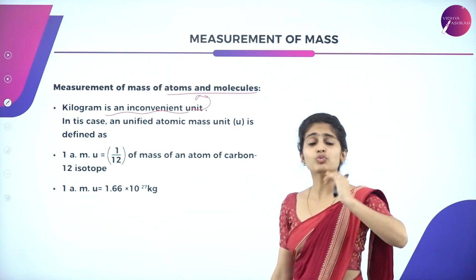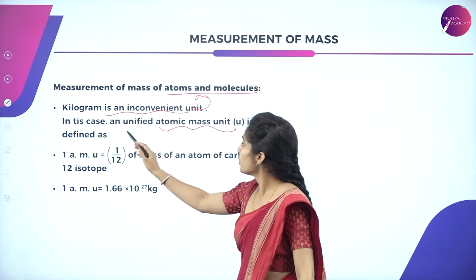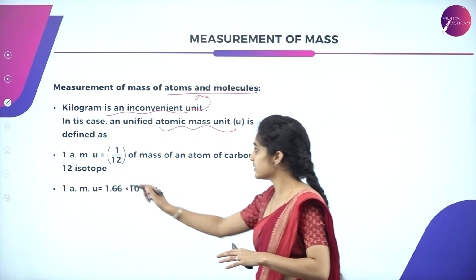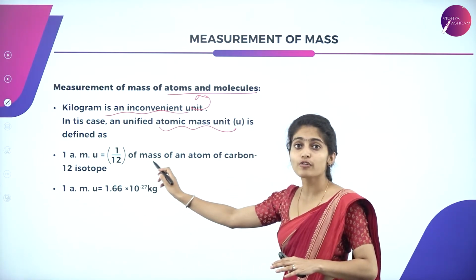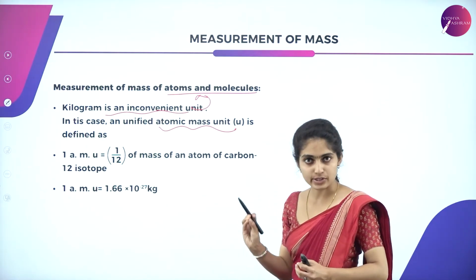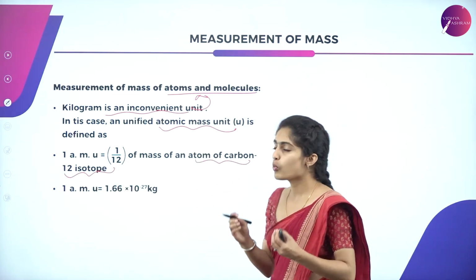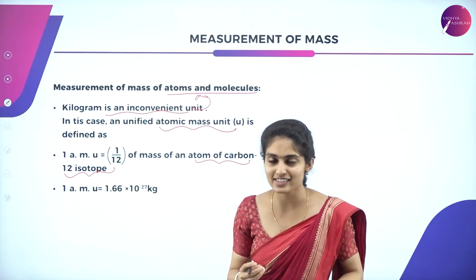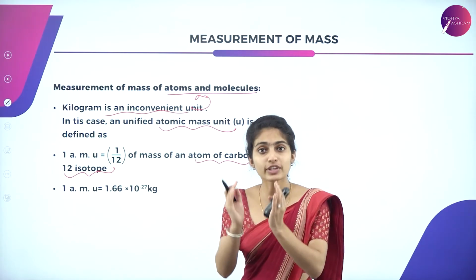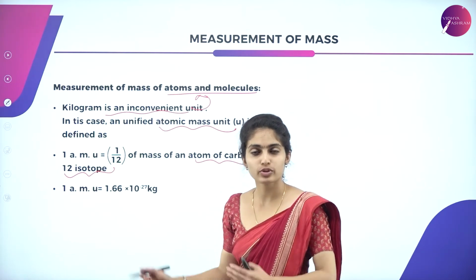So the method we adopt is called the atomic mass unit. One atomic mass unit is considered to be 1/12 of the mass of an atom of the carbon-12 isotope. Of which atom? Carbon-12 isotope. So one atomic mass unit is considered to be 1/12 of the mass of the atom of carbon-12 isotope. So that is what it is.